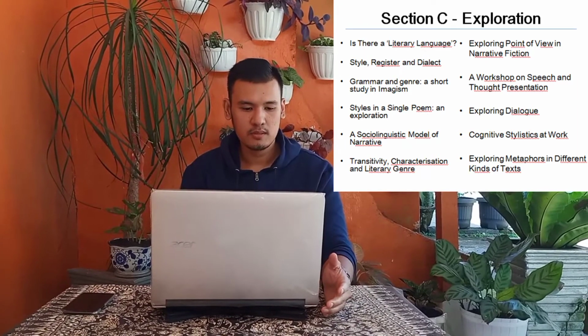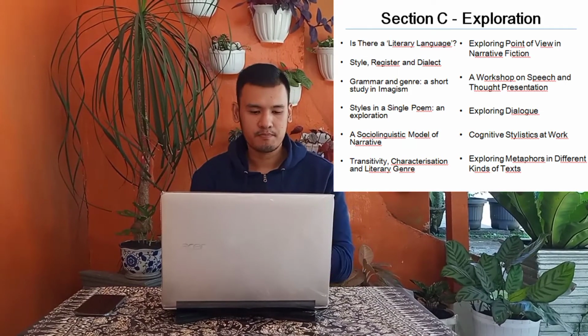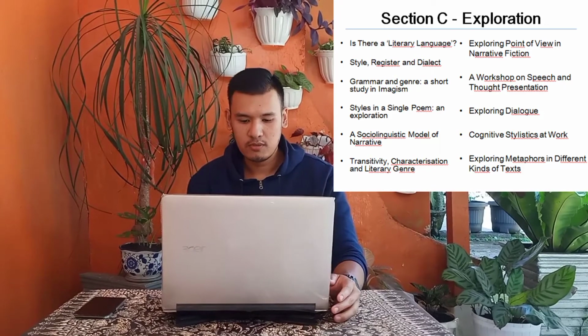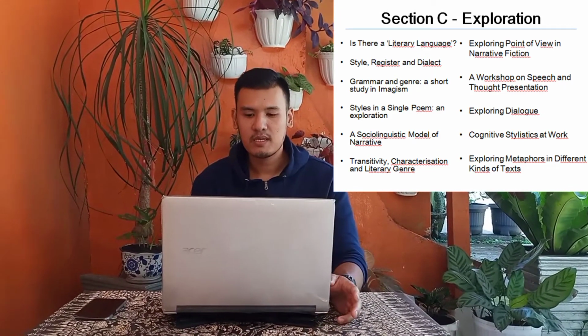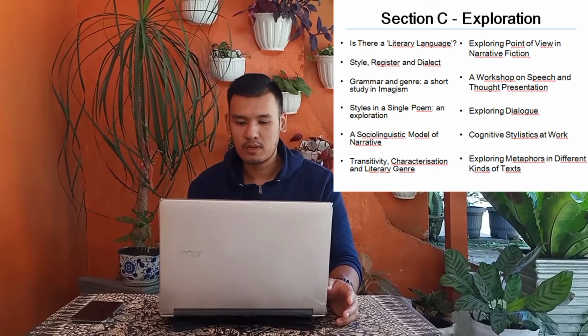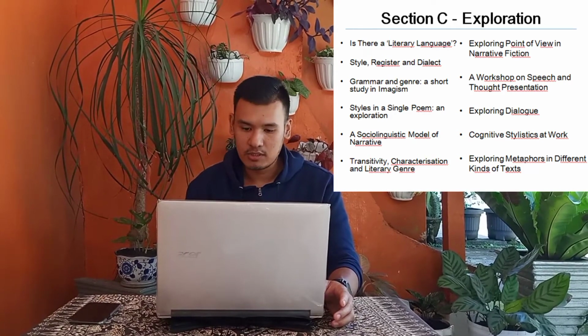This section also consists of 11 units. It provides examples of language data and guides readers through their own investigation. So the units, first is: is there a literary language? The next is style, register and dialect. And then the next, grammar and genre. A short study in imagism.